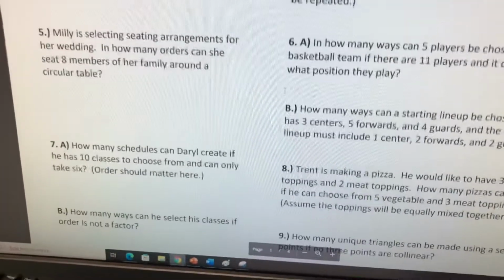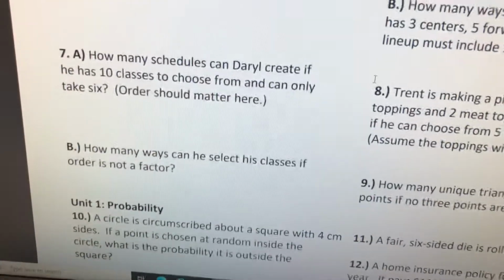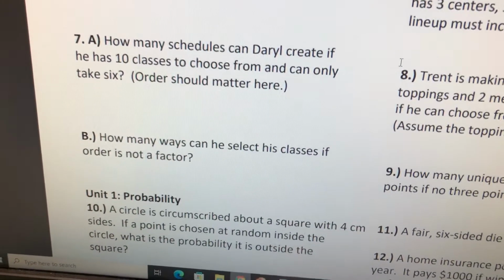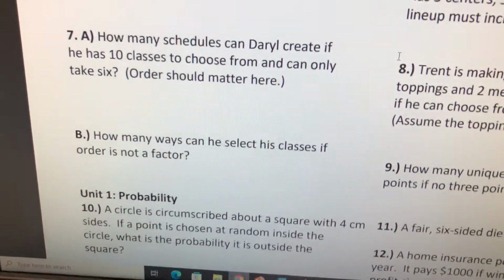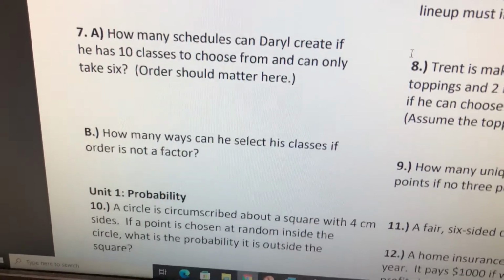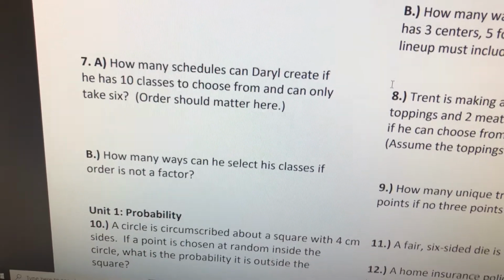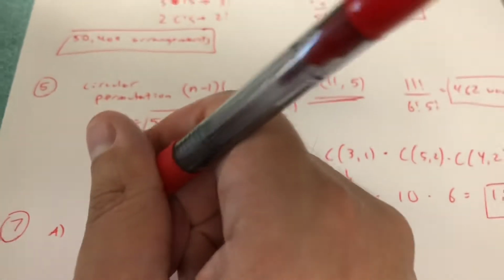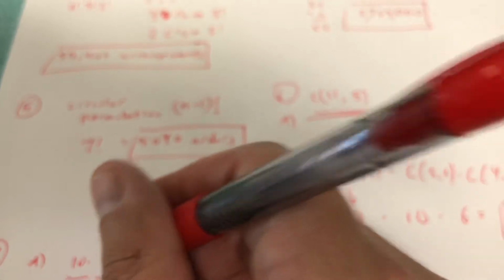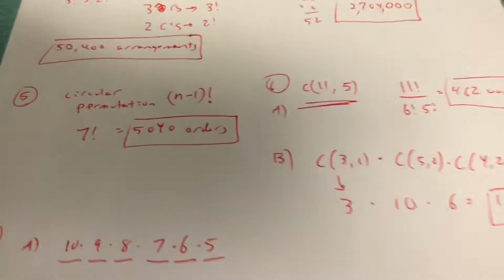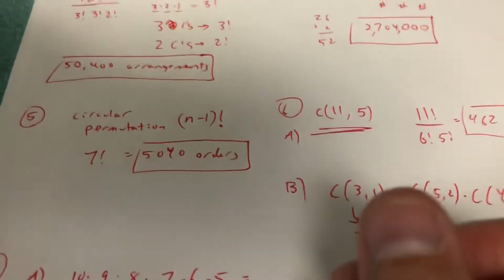All right. Moving on to our next question here. Number 7 says, how many schedules can Daryl create if he has 10 classes to choose from and can only take 6? Now, we're talking about a school schedule here, so you probably care about what your first period class is, what your second period is, and so on. This person apparently has a 6-class schedule, and there are 10 to choose from. So there are 10 ways you could pick your first period class, 9 ways you can pick second period, 8, 7, 6, 5. Okay, and you can multiply that out.